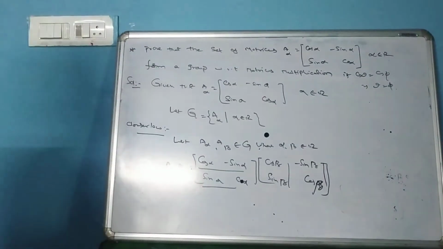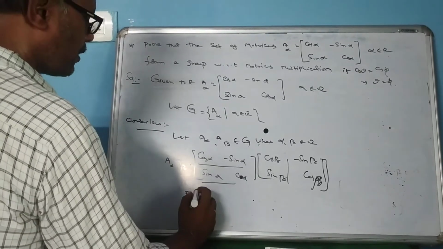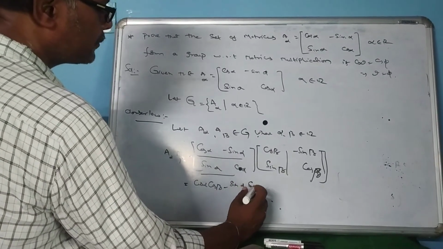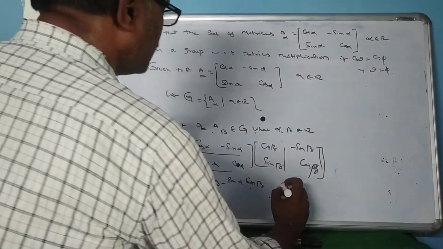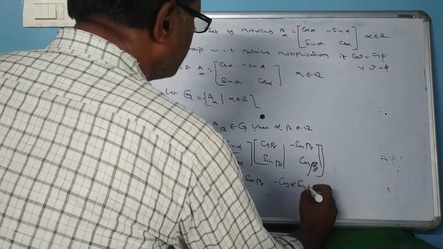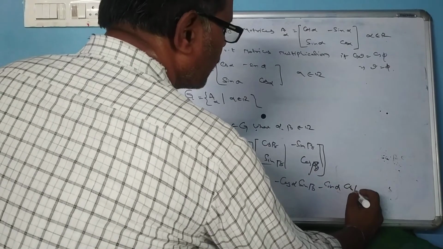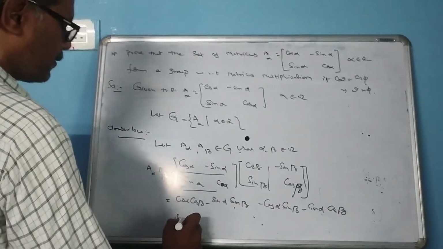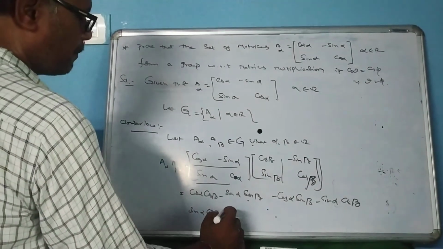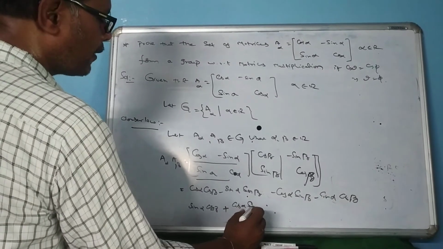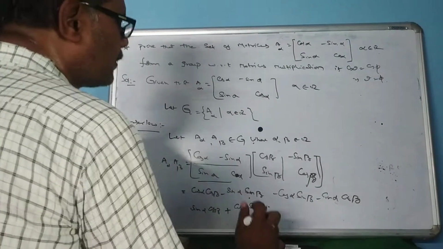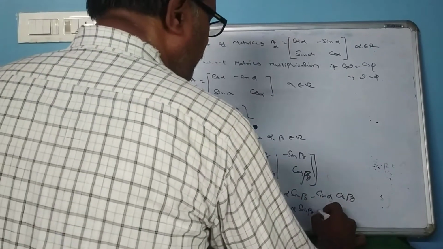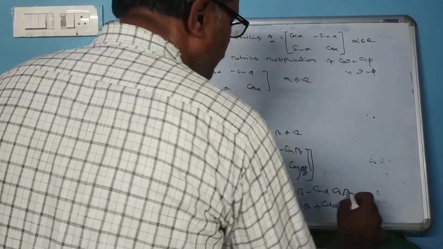This row with this column: cos alpha cos beta minus sin alpha sin beta. Next, this row with this column: minus cos alpha sin beta minus sin alpha cos beta. Now the second row with the first column: sin alpha cos beta plus cos alpha sin beta. Second one: minus sin alpha sin beta plus cos alpha cos beta.